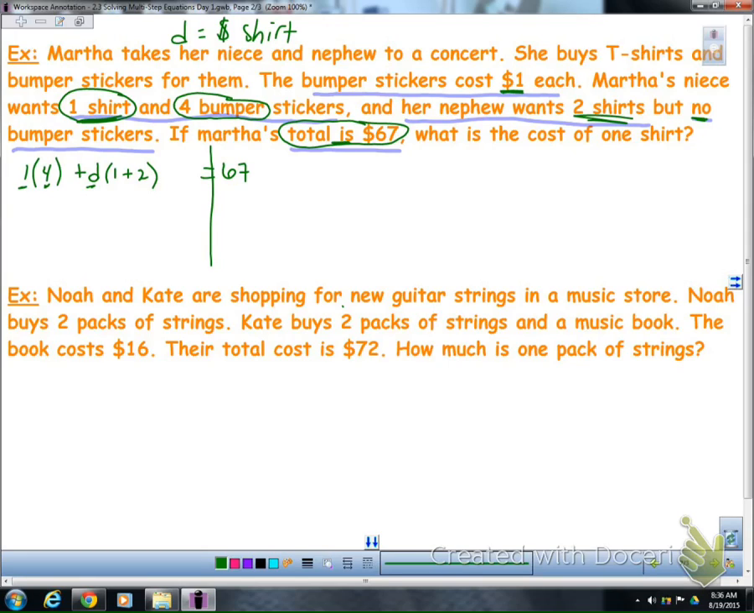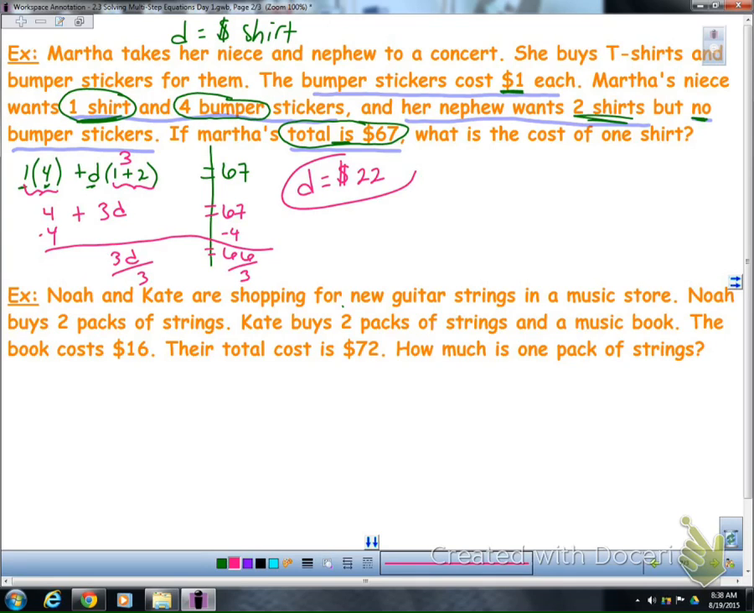So we now have an equation that we can simplify. Order of operations to simplify, 1 times 4 will give us the 4, plus 1 plus 2 gives us 3. Now, we don't want to write it as D3. Think about how we write that. We need to turn it around and write it as 3D equals 67. Solve it: subtract 4 from both sides, and then we're going to divide by 3. After you solve the equation, you see that the price of a shirt is going to be $22, and that is what we were looking for.